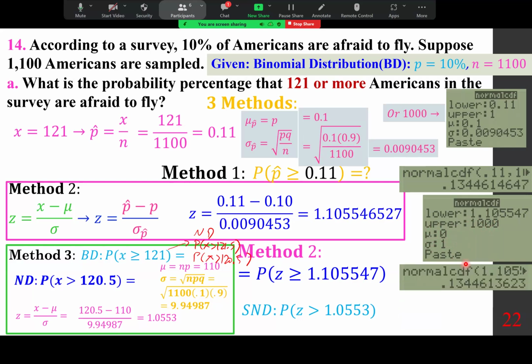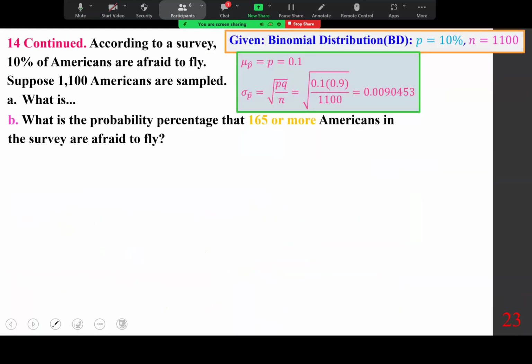And if you look at the answer, the fourth decimal is 4. Next to it is 6, goes up to 5. And they are very close, as you can see. Three different methods. Do you have to do all? No, but you need to understand the concept and choose the one that is easiest for you.